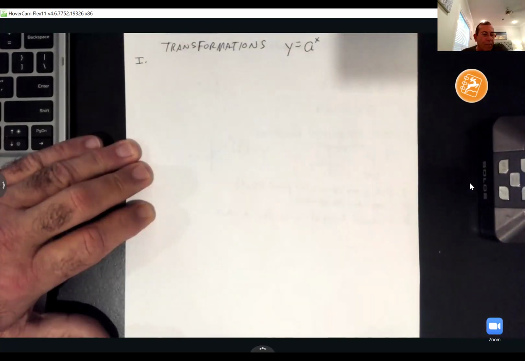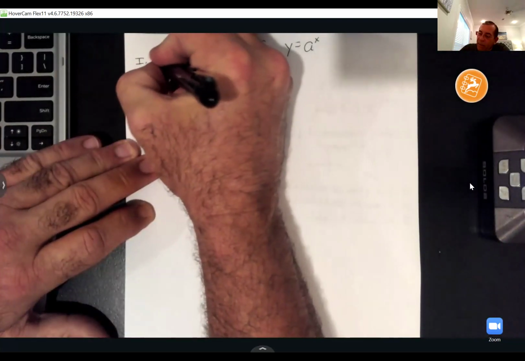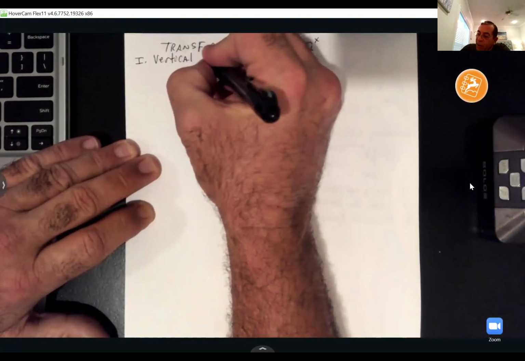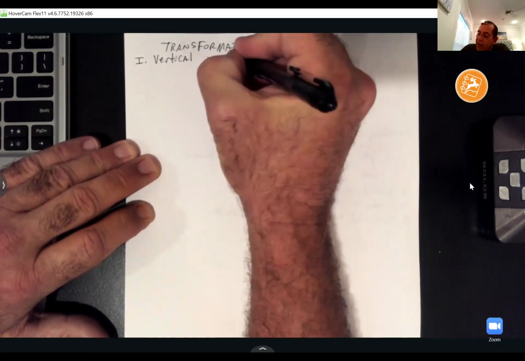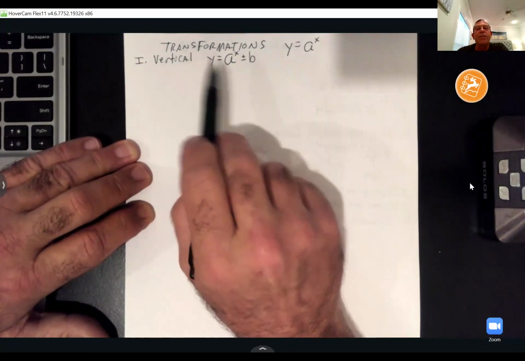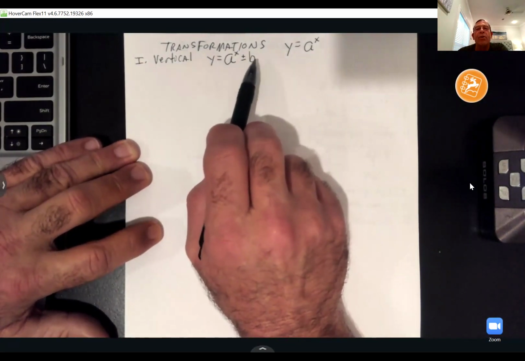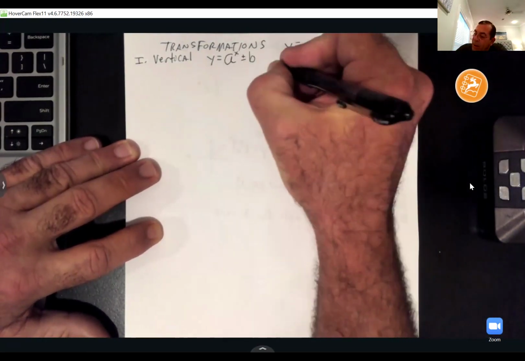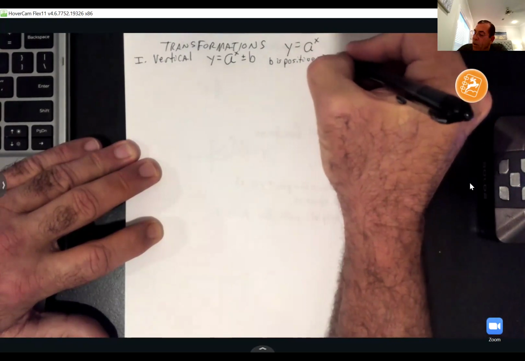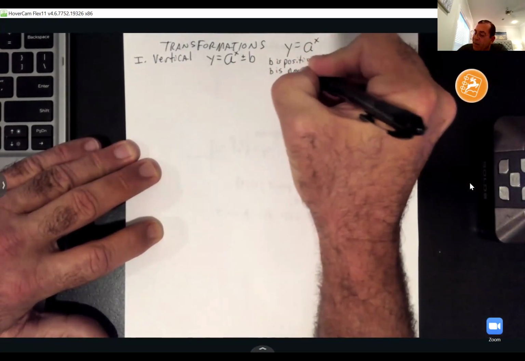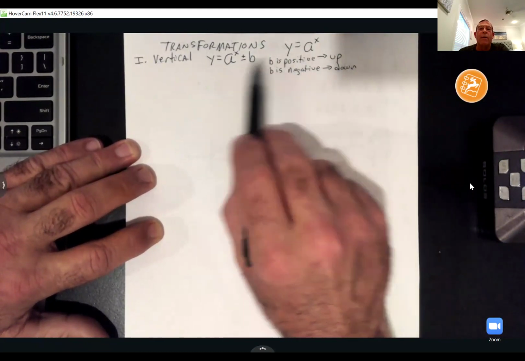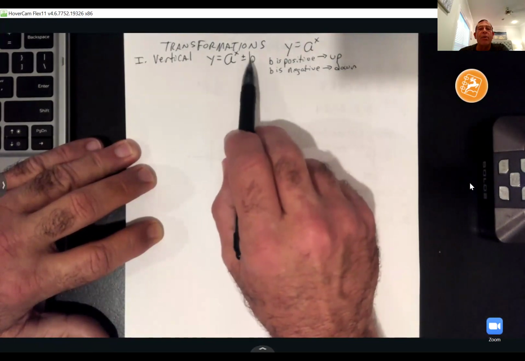So the first move would be vertical. So for a vertical shift, we would have y equals a to the x plus or minus b. So vertical is still true. We're adding or subtracting a number to the end of the function. If the b is positive, then it's going to go up. And if b is negative, then it's going to move down. Just like when we was in 7-2. You add a positive number, it went up. You subtract a number, it moved my graph down.